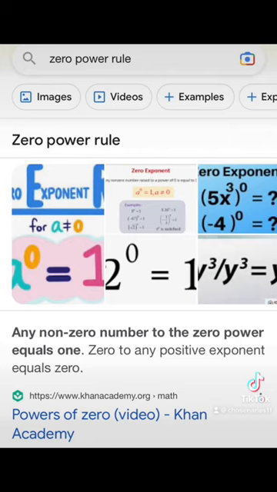They teach us any number multiplied by zero is always going to be zero. But according to the zero power rule, that's not true. So the reason that any number to the zero power is one is because any number to the zero power is just the product of no numbers at all, which is the multiplicative identity, one.